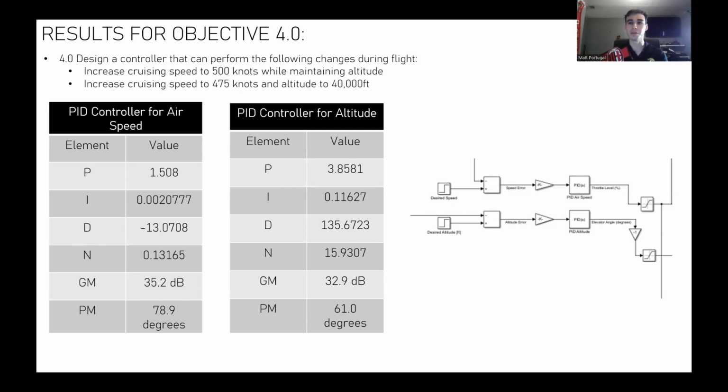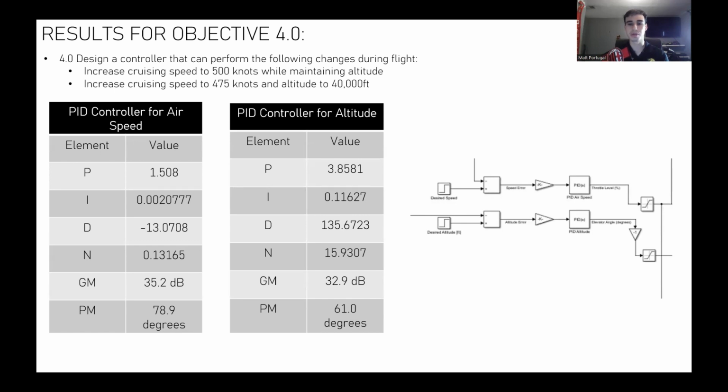The way we did this was by implementing two PID controllers, one in charge of the airspeed, which corresponds to the throttle percentage, and another PID controller for altitude, which corresponds to the elevator deflection angle. Below, you can see the PID values that we use for these controllers, and these PID values work for both scenarios. You can also see the gain margin and phase margin of each controller, and these both meet the requirements of the gain margin being greater than 10 decibels and the phase margin being greater than 45 degrees. On the right, you can see how we implemented these PID controllers.